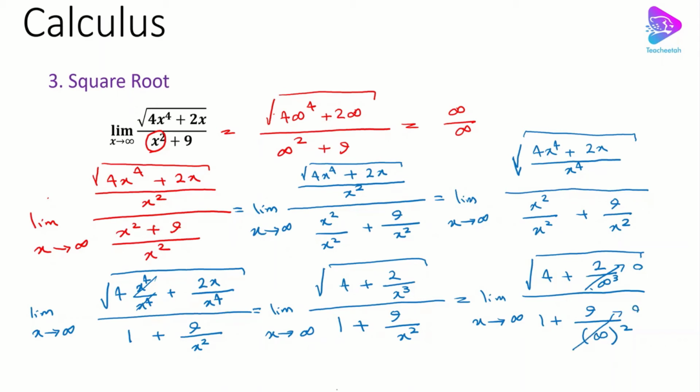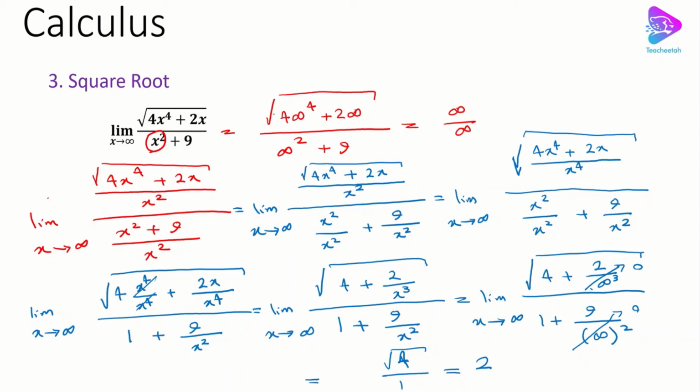So at the end, the answer is going to be the square root of 4 over 1. Sorry, it's going to be the square root of 4 over 1, and the answer is going to be 2. Okay, these steps were pretty clear. What we did: first we looked at the highest order term in the function, and based on that we divided both top and bottom by that highest order term, and then we moved step by step to generate what we want from this limit.